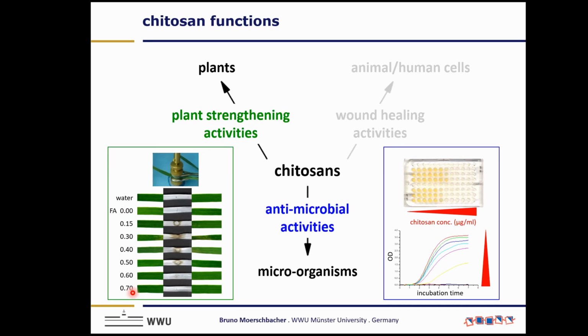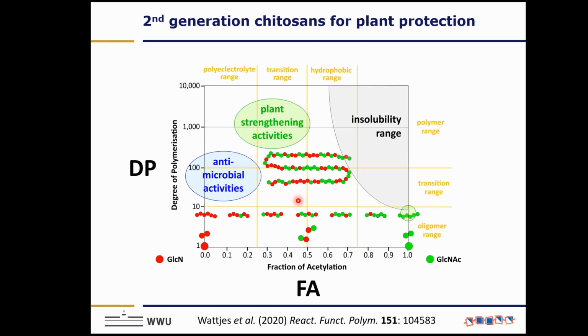So it really is a shame that even today, we recently calculated about 50% of the papers appearing on bioactivities of chitosans do not report the degree of polymerization or molecular weight and the fraction of acetylation of the chitosan used. So in that case, these papers are more or less useless, because if you don't know which chitosan was used, you cannot really reproduce it. What we found for plant strengthening activities was also true for antimicrobial activities. They also depend strongly on the structural aspects of the chitosan you use.